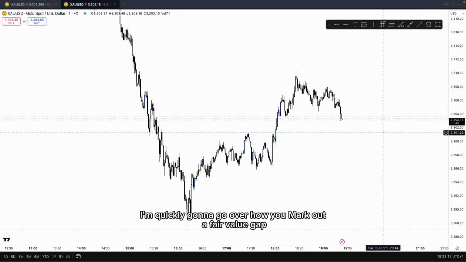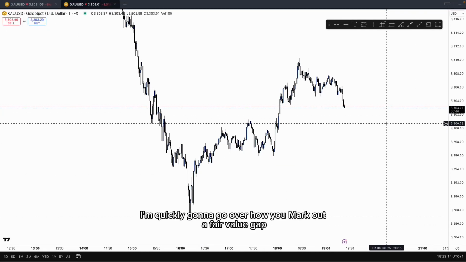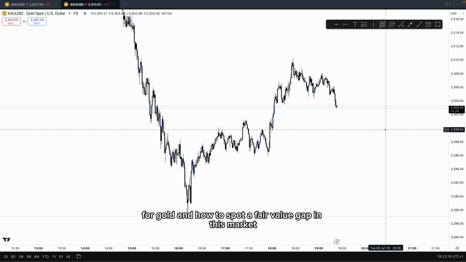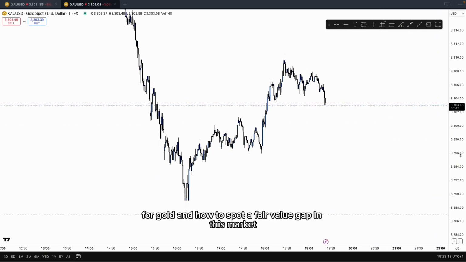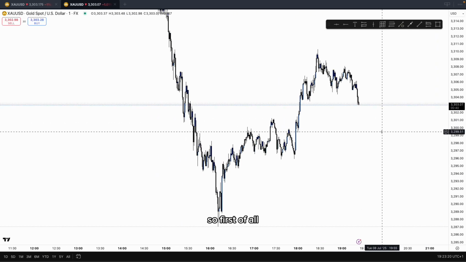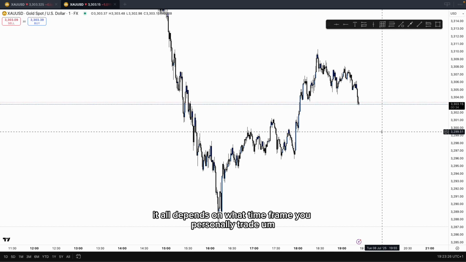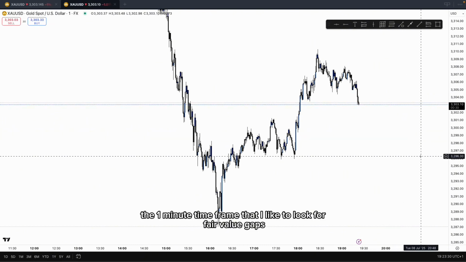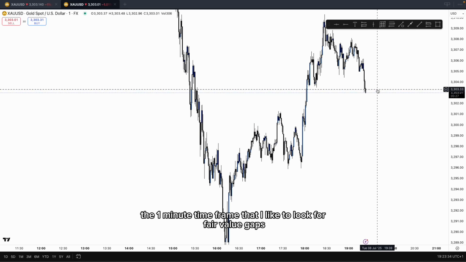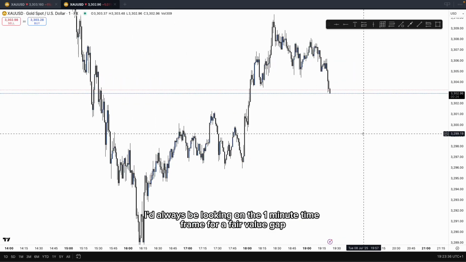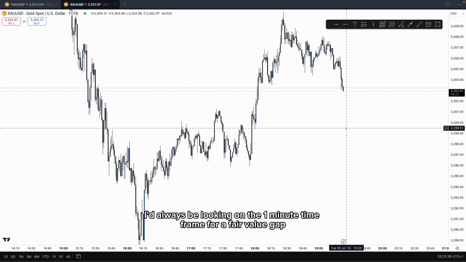Alright, so I'm quickly going to go over how you mark out a fair value gap on the 1 minute time frame for gold and how to spot a fair value gap in this market. So, first of all, you can obviously spot a fair value gap on different time frames. It all depends on what time frame you personally trade. Me trading the 1 minute time frame, I'd always be looking on the 1 minute time frame for a fair value gap.